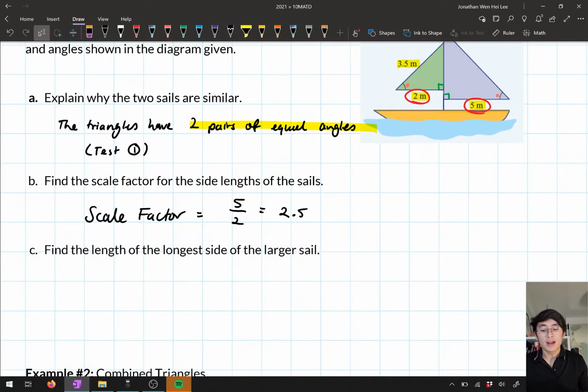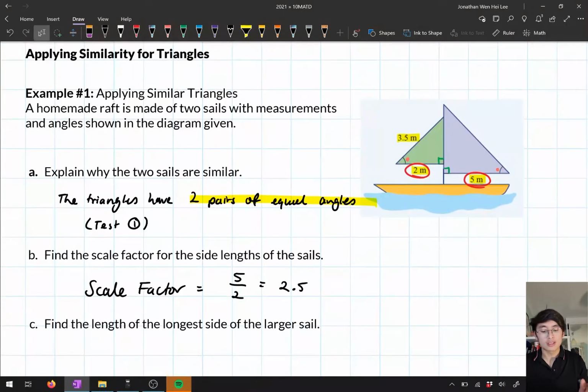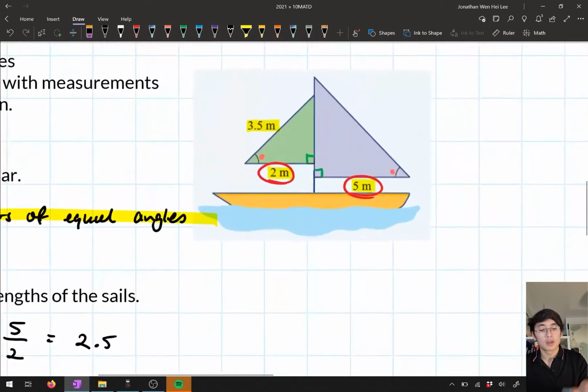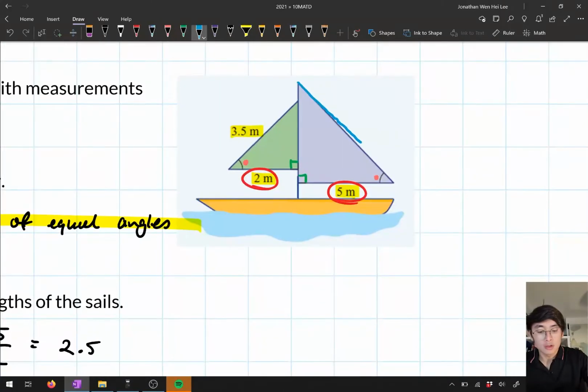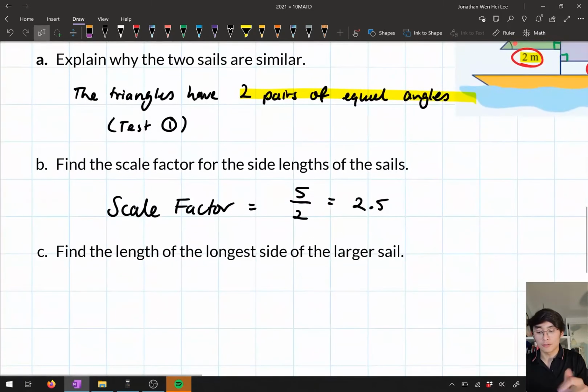Now part C, find the length of the longest side of the largest sail. So notice here, what we want to do is find the length of this side over here. Now, in order to do this, we're going to find what side matches up with this longer side in my smaller triangle. And if you have a look over here, that matches up with my 3.5 over here. So what I'm going to do is go for my longer sail.